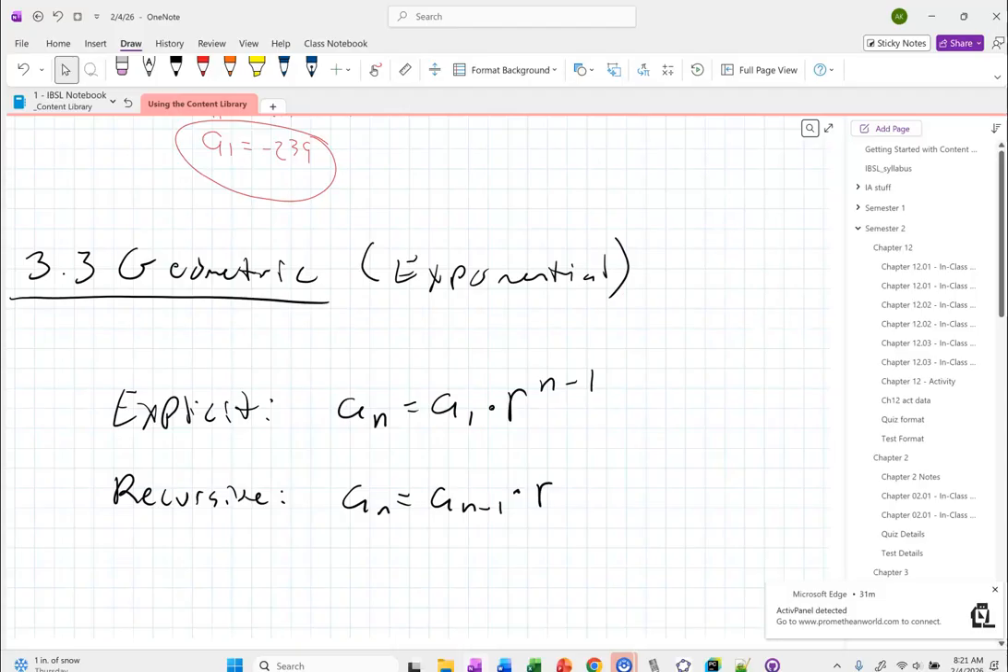So that's like, you know, the 8th term divided by the 7th term, or the 2nd term divided by the 1st term. They should all give you the same value when you take 2 consecutive terms and divide the later term by the earlier term.